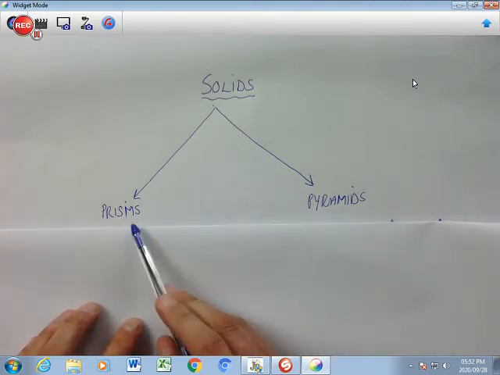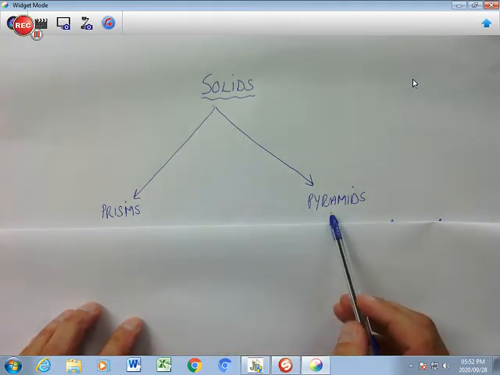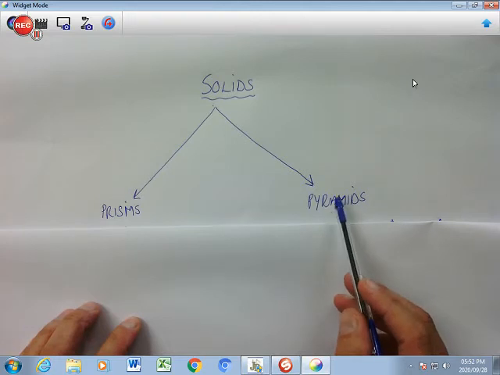You have prisms and you have pyramids. A prism is a solid component that has a base at the bottom and a base at the top. Okay? And a pyramid, like the Egyptian pyramids, has a base at the bottom and an apex at the top.